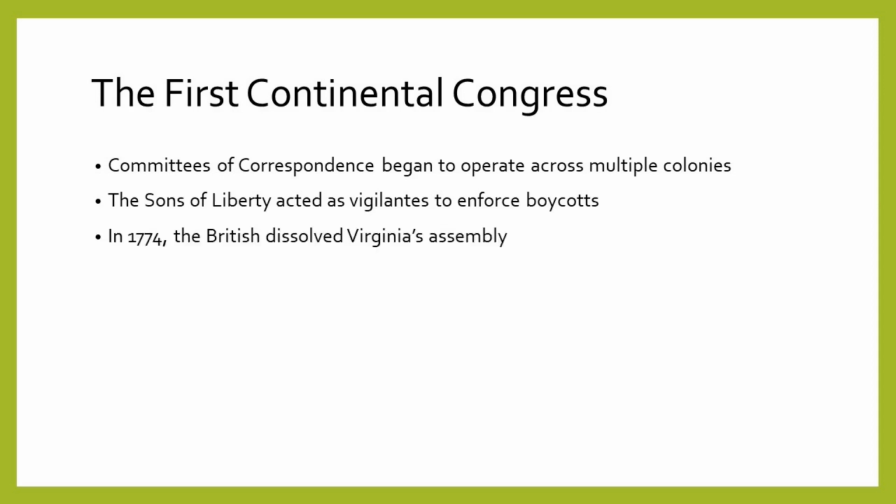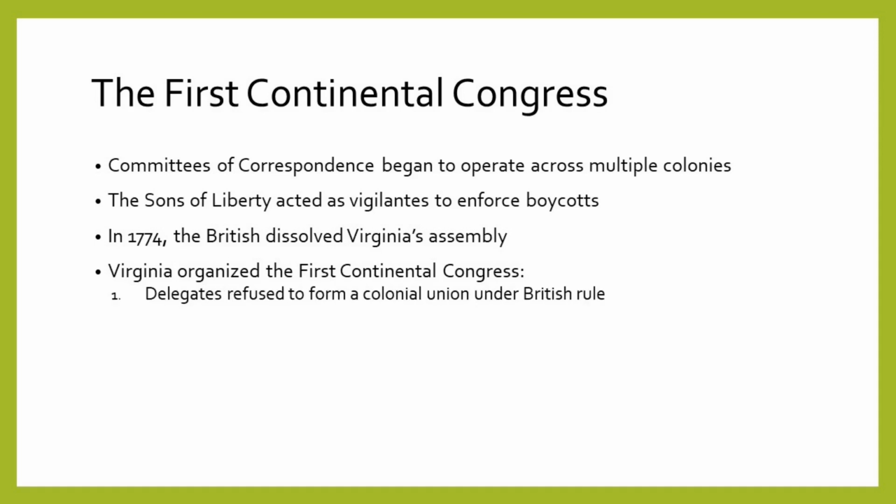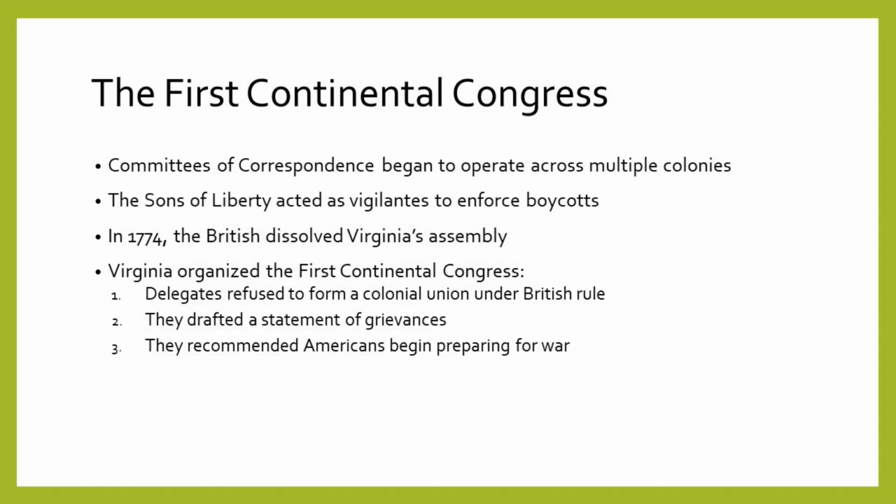Then, in 1774, after the Virginia Assembly was also dissolved, Virginia organized a meeting of delegates from 12 of the 13 colonies, not including Georgia. This meeting would be called the First Continental Congress, and it made 5 major decisions. Number 1, they narrowly rejected forming a colonial union under British authority. Number 2, they wrote a statement of grievances. Number 3, they recommended that the colonists make military preparations for a potential attack by the British troops in Boston.